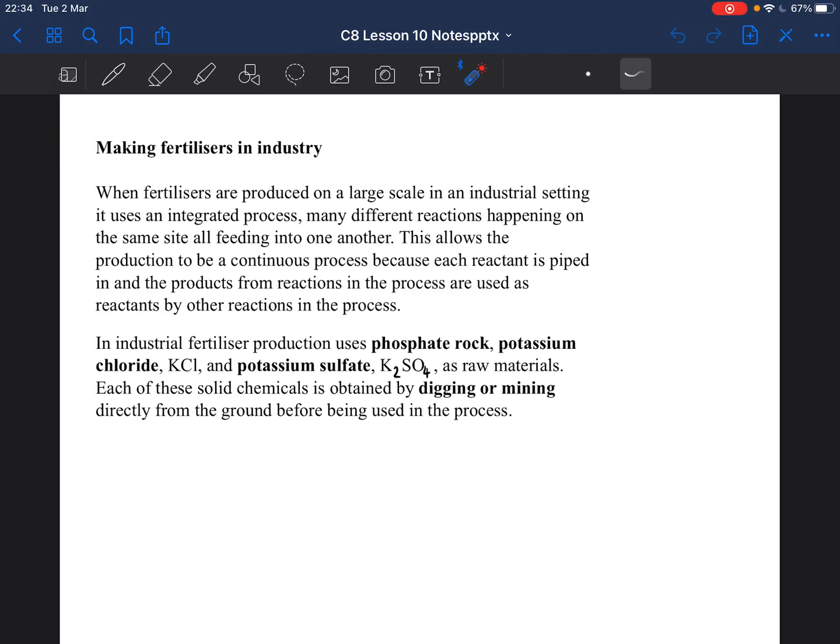This is video 10 in the C8 rates and equilibrium topic. This is the last video of the topic, and what we're going to look at is how we make fertilizers in industry. So when we're looking at industrial production of fertilizers, you will notice that it's on a very large scale and in an integrated process.